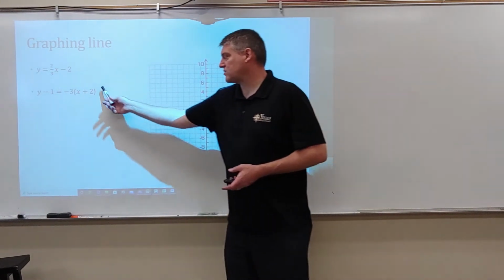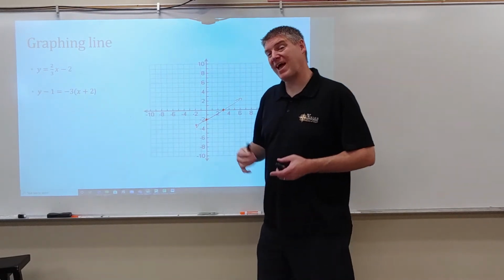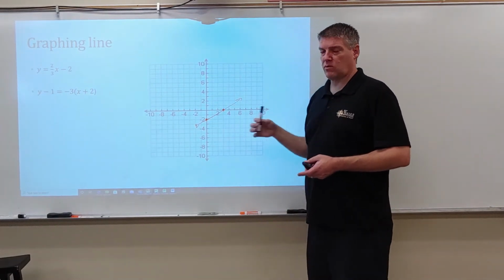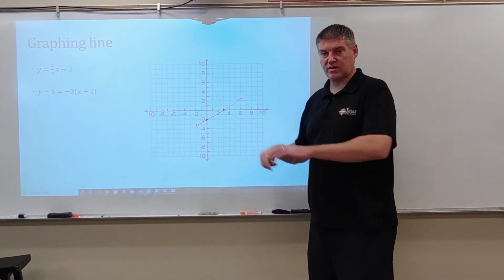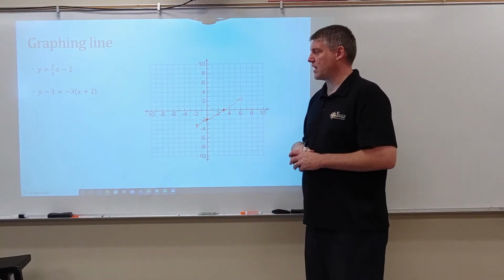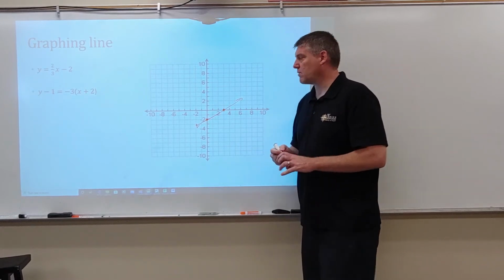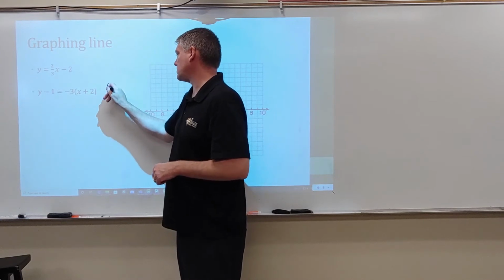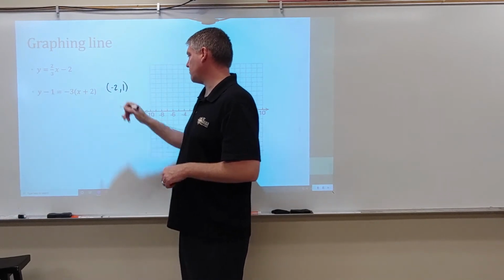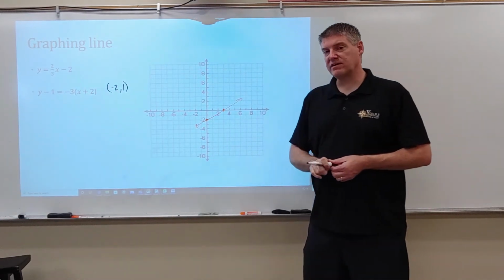Okay. Could I solve this into y equals mx plus b? Absolutely I could. But what I want to do is show you that we can graph them. So the first thing I want to do is find my point. My point, remember, is the opposite sign, so it's -2, +1. Okay, so that gives me my point.